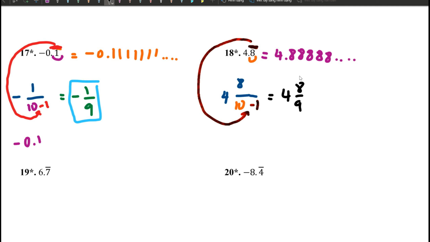Okay. See if you can reduce your fraction, which you cannot, because 8 is the factor of 2 times 2 times 2, and 9 is the factor of 3 times 3. You cannot reduce this fraction, so that will be the answer. You can test it out. Put 8 over 9 in the calculator, and you will see that it ends up with 0.8888888, and then we just throw the 4 in the front. That will give you 4.88888.